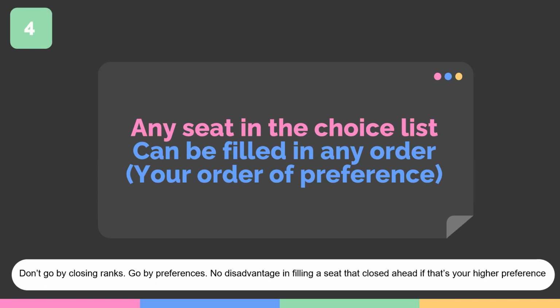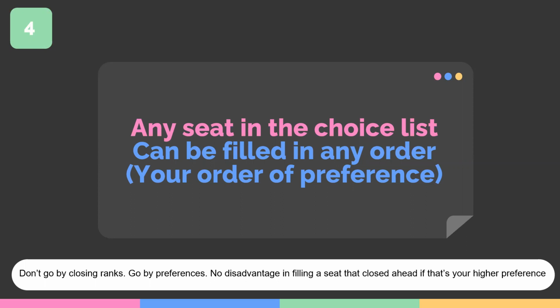In case there is a seat which ended up 5,000 ranks above you, there is no disadvantage. If it is your first preference, put it as your first preference, even though you think you won't get it. There is no disadvantage. The system will automatically see your first preference, and if there is no seat in that, it will come to your second preference. Only after all your preferences are checked, your next ranker's preferences will be checked.